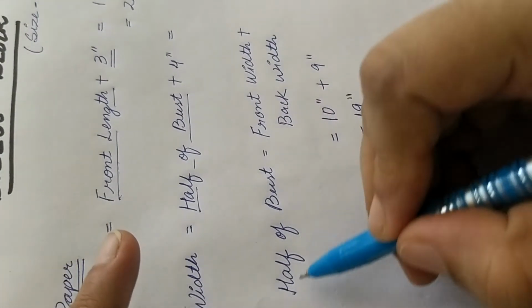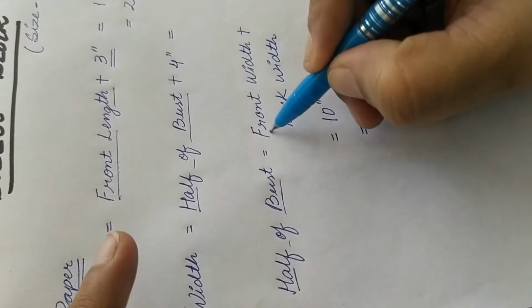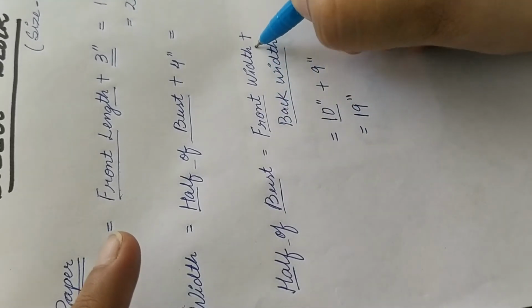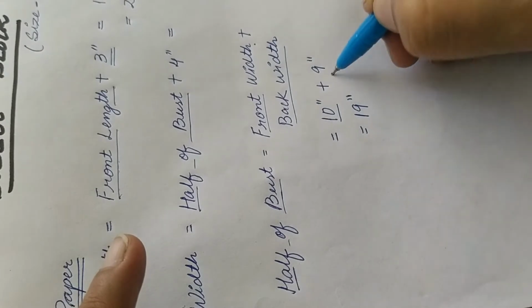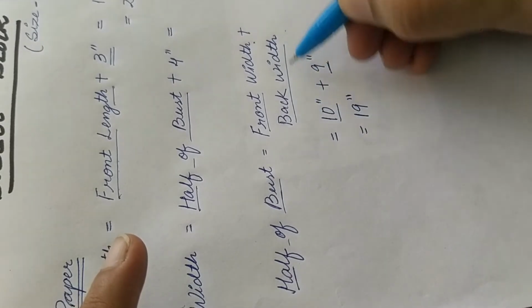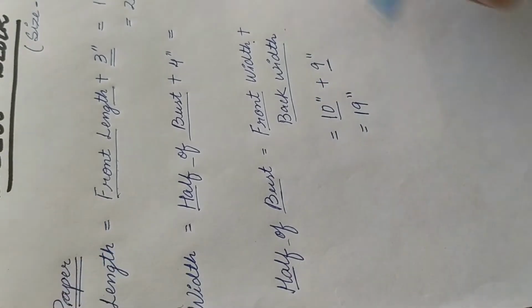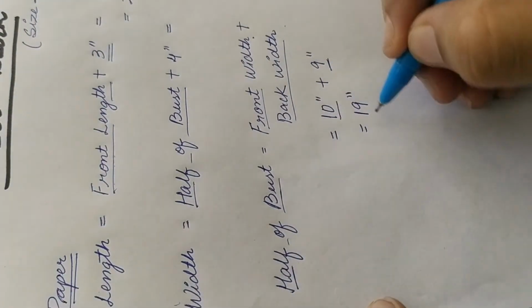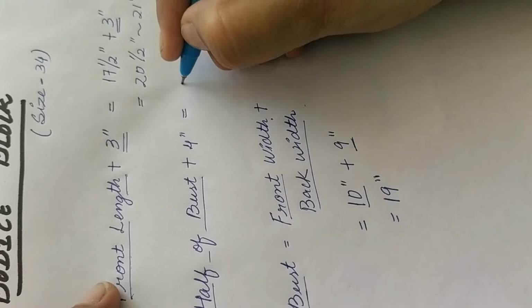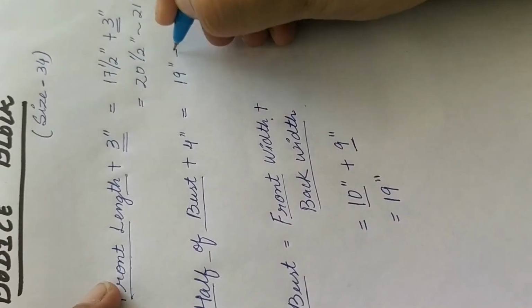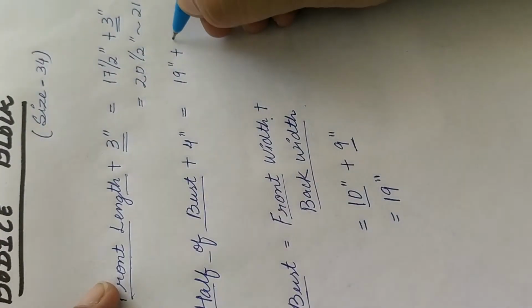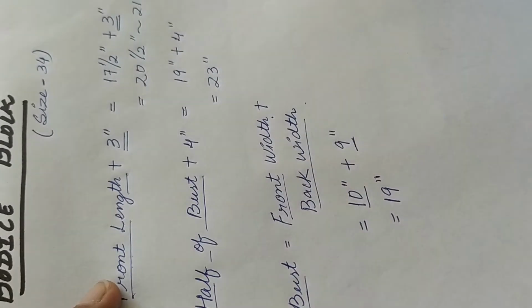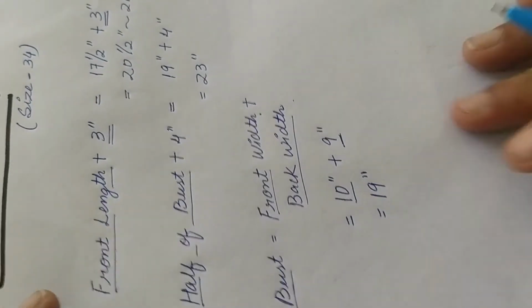Okay, half of bust, because these measurements are half. 10 inches is half of the complete front width and 9 inches is half of the complete back width. So I did not further reduce it into half. I have taken it as it is. So when I take this measurement, that's 19 inches, and I add 4 inches to that, it comes out to be 23 inches. So this is the size of my paper.